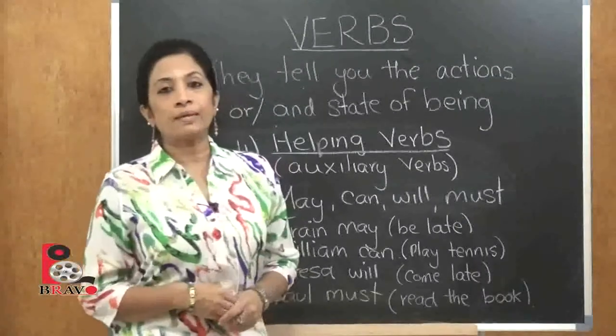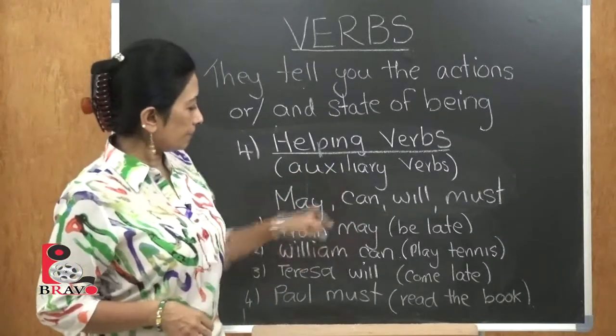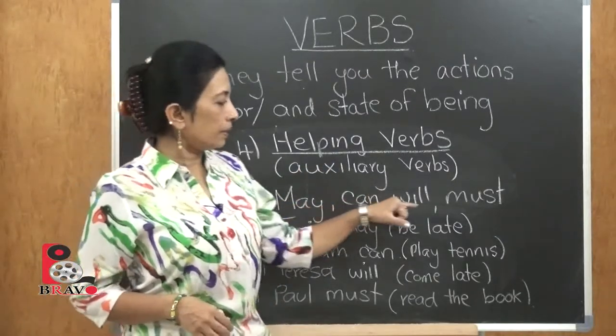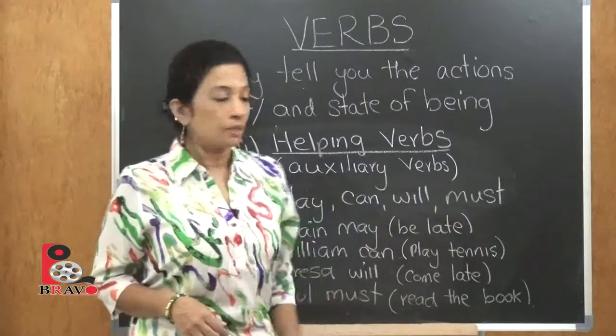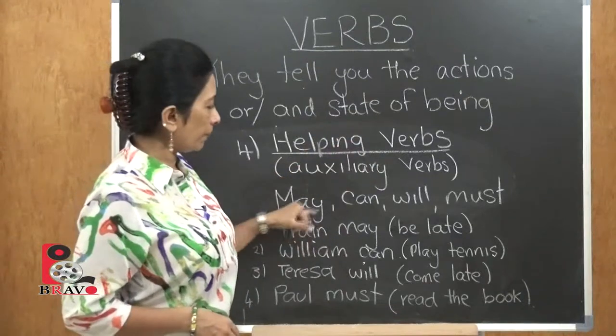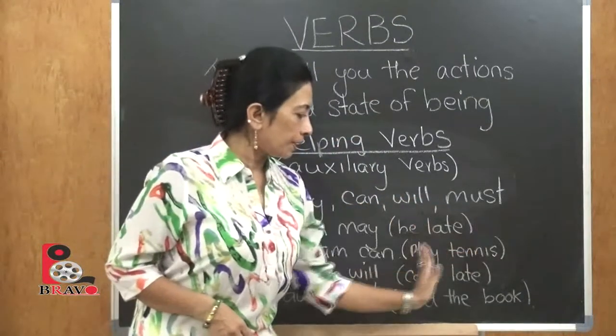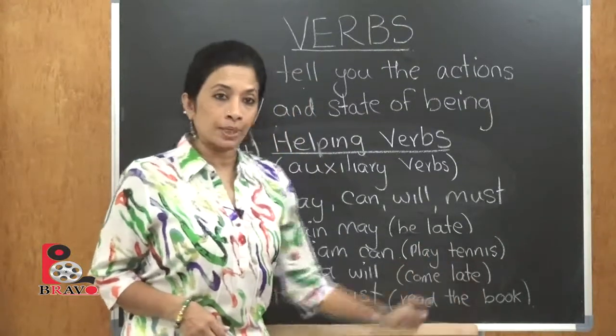Okay, we looked at main verb. Now we are going to be looking at helping verb. Now some of the examples here are may, can, will, must. So these are the verbs that are going to be used as helping verbs: may, can, will, and must. Now ignore this for the time being. I have just written it for you to be able to understand.